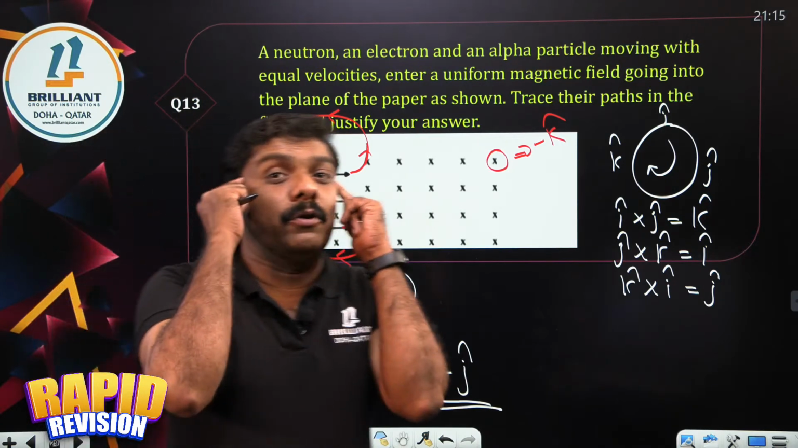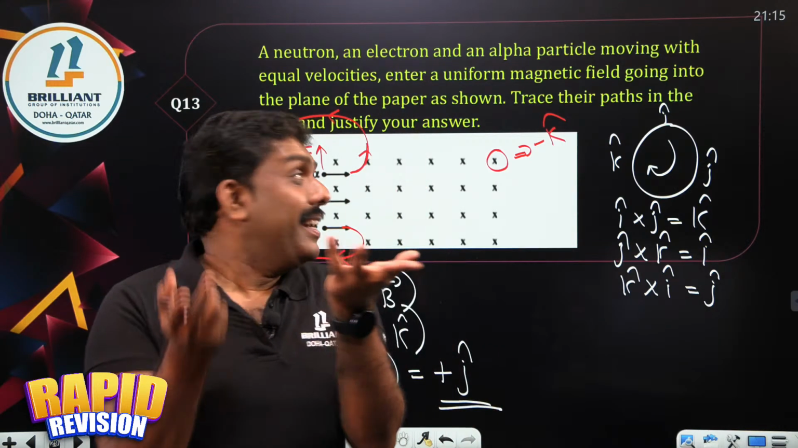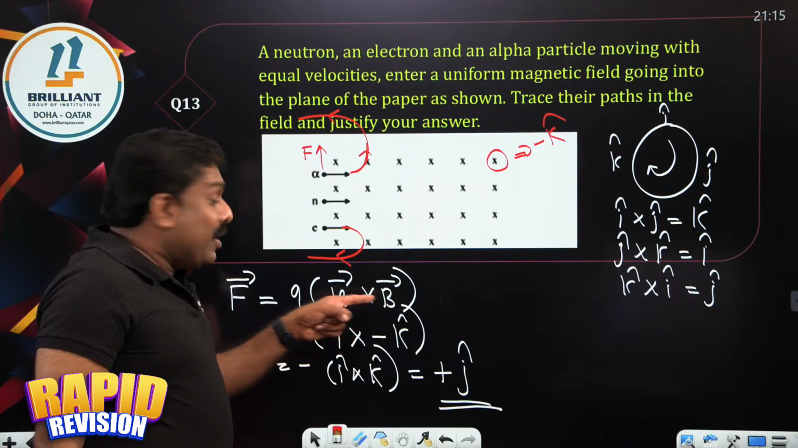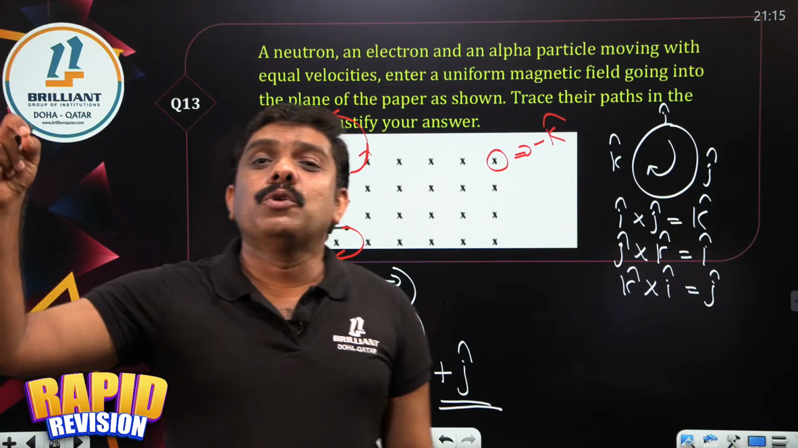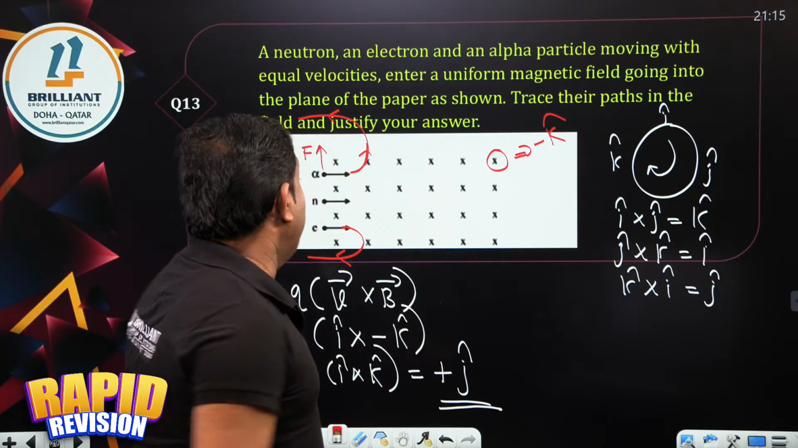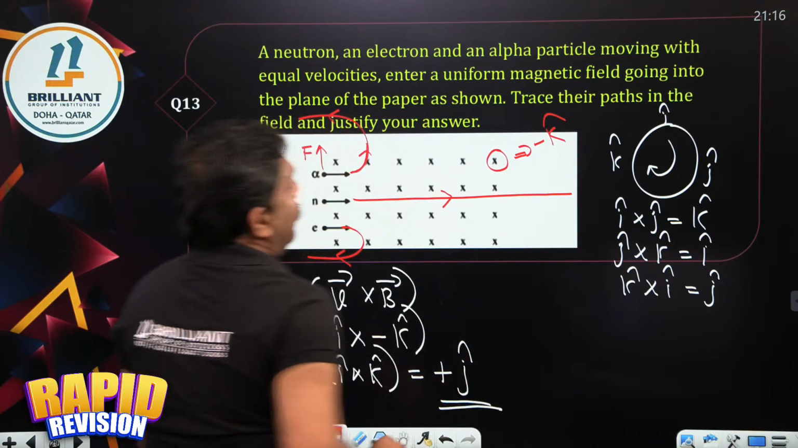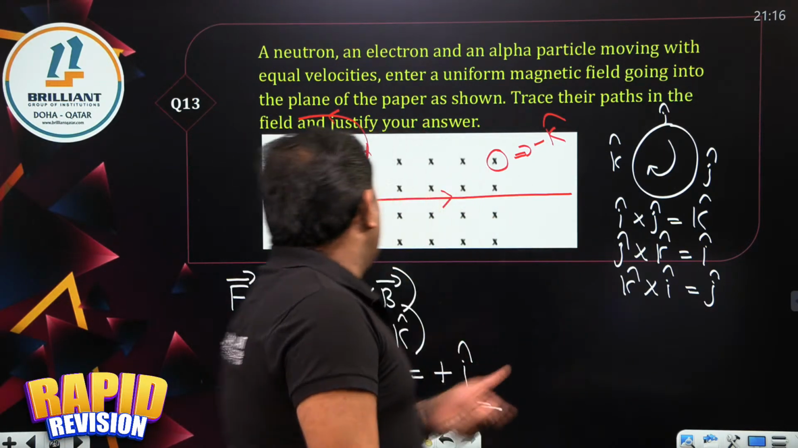Now we are thinking about the neutron. Neutron has no charge. There, what is our basic formula? Q into V cross B. So there is no charge here. As there is no charge, the neutron has no force. So we can say this neutron will move along the same straight line, no deviation. Okay, this idea is correct.